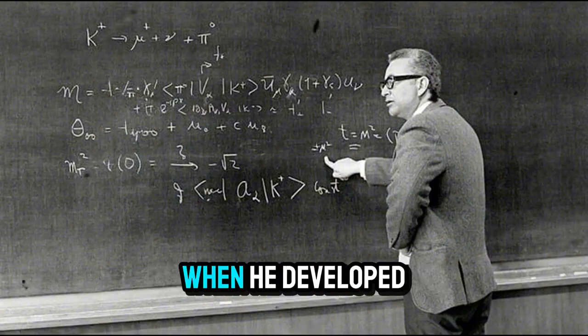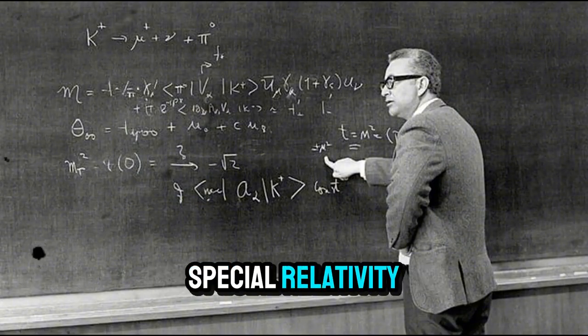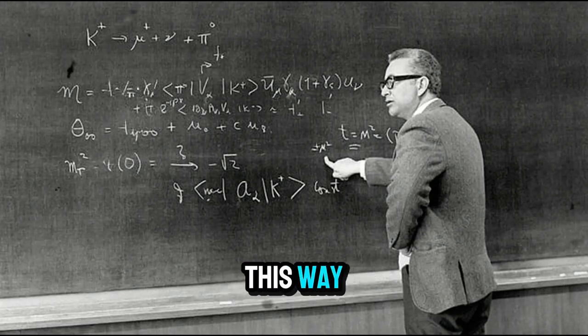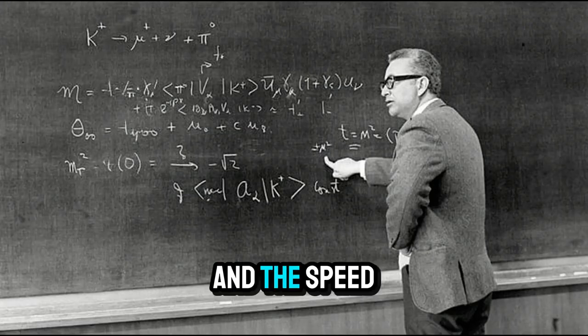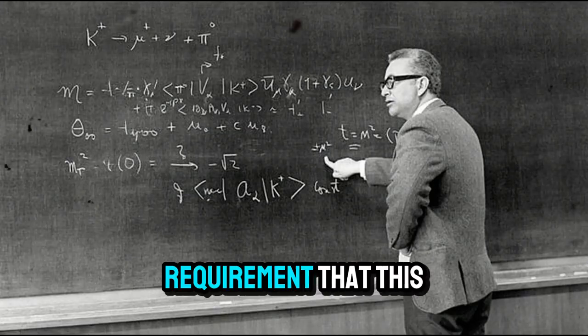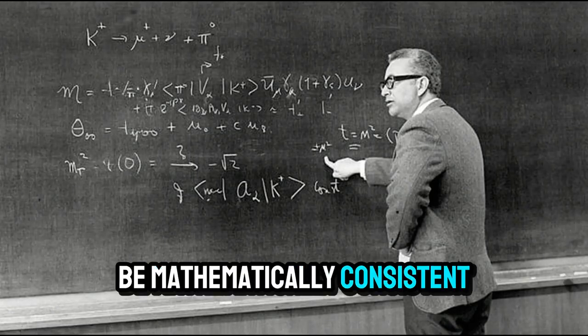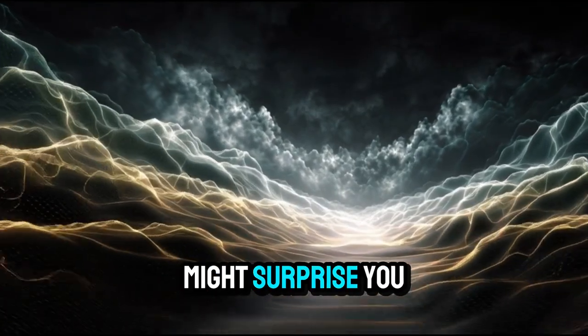Einstein understood this when he developed special relativity. But gauge theory shows why it had to be this way. Space-time itself has a gauge structure, and the speed of light emerges from the requirement that this structure be mathematically consistent.